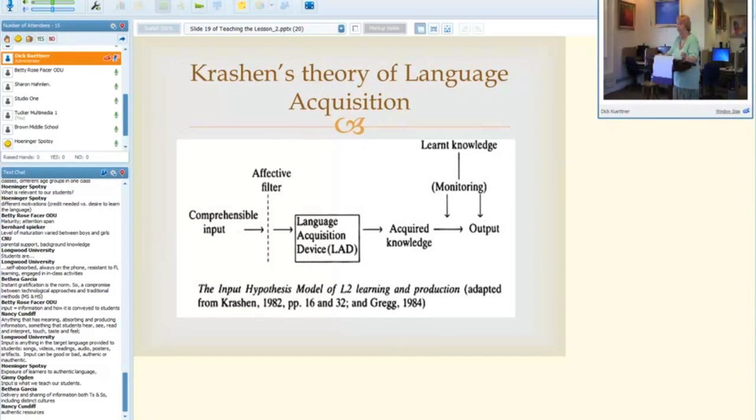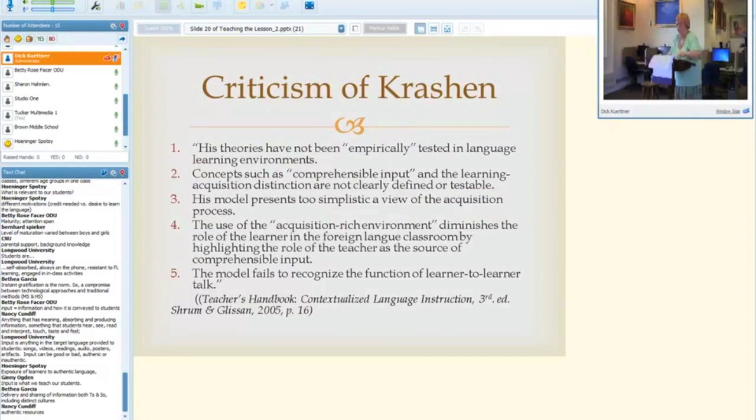Okay. And becomes learned knowledge. Many of our textbooks that we use with our students have criticisms of Krashen. I've just thrown some of these up here, they come from the teacher's handbook that many of us use. His theories have not been empirically tested in language learning environments, and some of us would say, well, so what? We know it works. And whatever works in the classroom is what we're going to use in order to keep our students interested. Concepts such as comprehensible input.